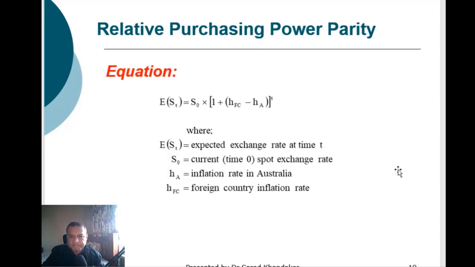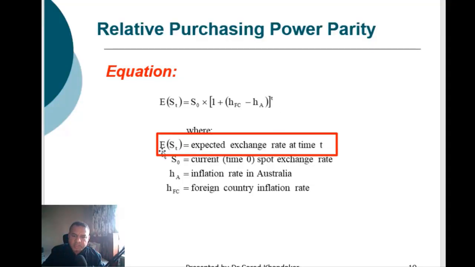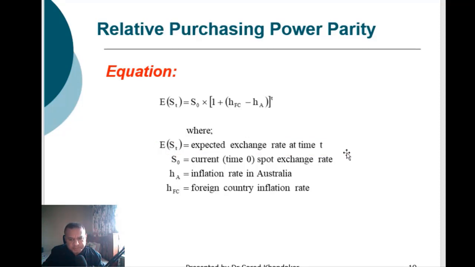So look at the formula. The relative PPP equation is E(ST) = S0 × (1 + hFC − hA)^T. S0 is the current spot exchange rate, hFC is the foreign country inflation rate, minus hA, the inflation rate in Australia, close the bracket, power T. T is the time, and E(ST) is the expected exchange rate at time T.